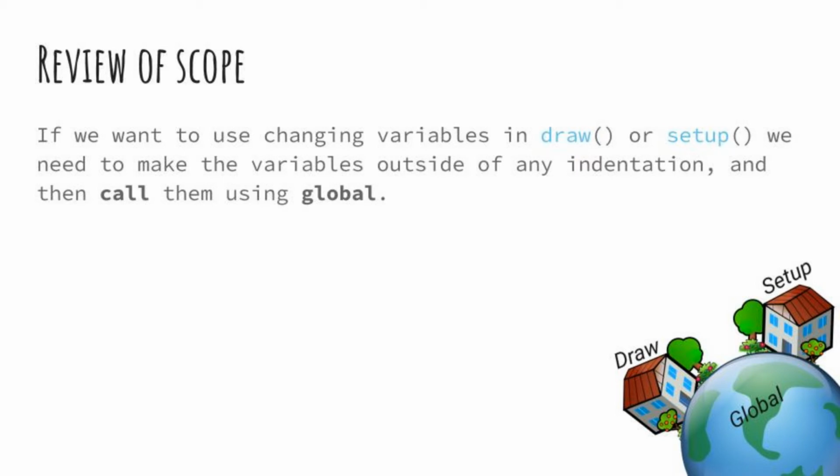So as we talked about last time, scope is a way of keeping track of which variables are accessible where. The easiest way that we could come up to analogize it was each function, draw or setup, is like a house. When you're in the house, you can only see things that are in the house unless you look outside specifically. If you want to do that, the way that you do that is using the keyword global.